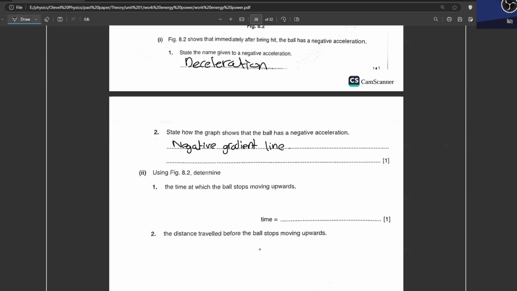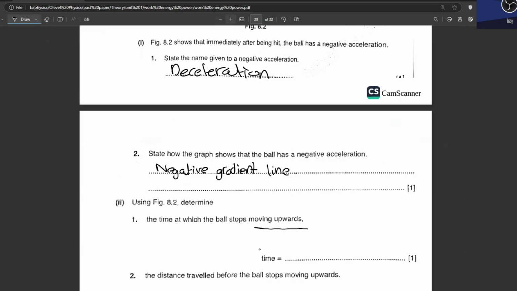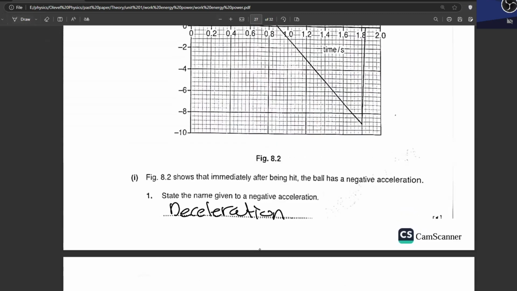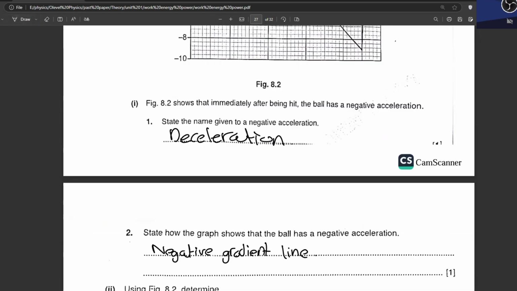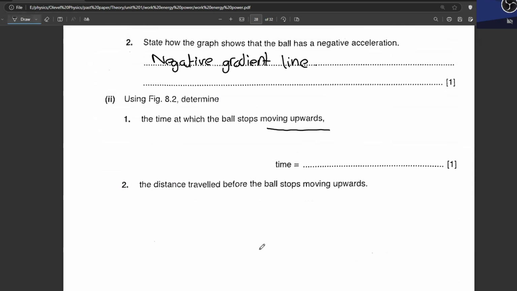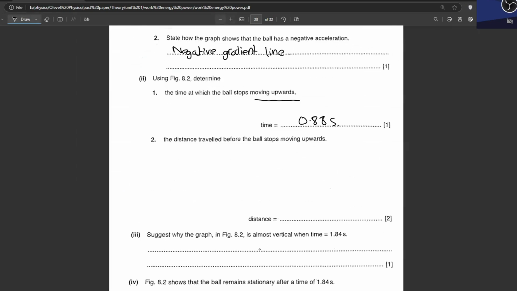Use figure 8.2 to determine the time taken at which the ball stops moving upwards. So the ball will stop moving upward when the velocity becomes zero. So the velocity is becoming zero at this point. Yeah, this point. 0.88 seconds. Yeah, 0.88 seconds is your answer. So the ball stops moving upwards at 0.88 seconds. That is the point where the velocity becomes zero or the ball comes to an instantaneous rest.